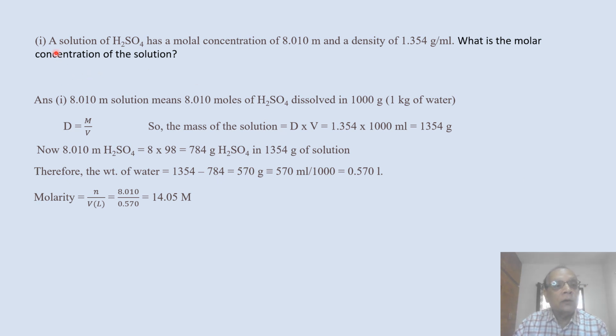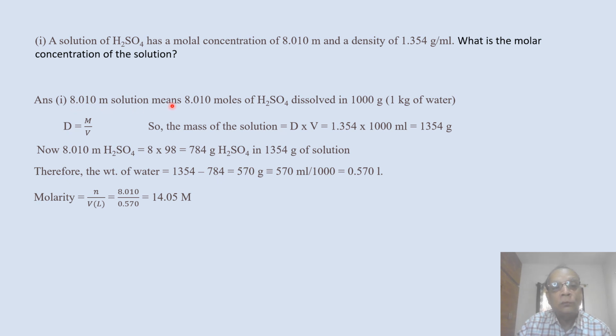So problem number 1: a solution of H2SO4 has a molal concentration of 8.010 m, this small m is molal, and a density of 1.354 grams per ml, which is centimeter cube. What is the molar concentration of the solution? So molal has been given, molar has been asked. The answer is as follows.